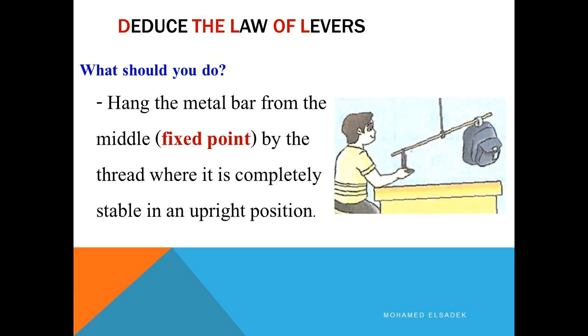Hang the metal bar from the middle, and note that the middle of the metal bar is known as the fixed point in this case. Hang the metal bar by the thread, the rope, where it is completely stable, and don't let it go until it is completely stable in an upright position, a straight horizontal position.